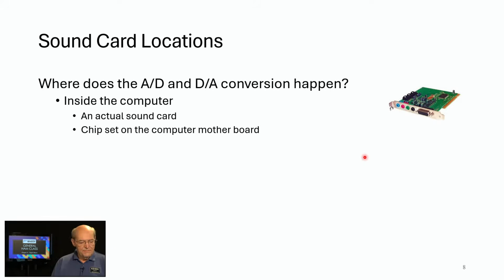So where might this conversion happen? Well, there's really three places that it typically happens. It can happen inside the computer. That's our sound card here. Today, though, pretty much all computers have an onboard sound card, that's a chipset on the motherboard of the computer. You really don't see these anymore except for some very specialized applications. So it can be an actual sound card, it can be a chipset on the computer motherboard.